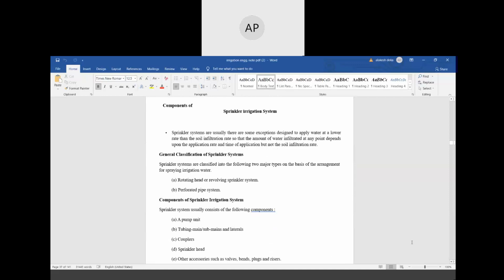Yes, components of sprinkler. Sprinkler systems are usually, with some exceptions, designed to apply water at a lower rate than the soil infiltration rate, so that the amount of water infiltrated at any point depends upon the application rate and time of application, but not the soil infiltration rate. Ma'am, you were discussing drip irrigation, ma'am.